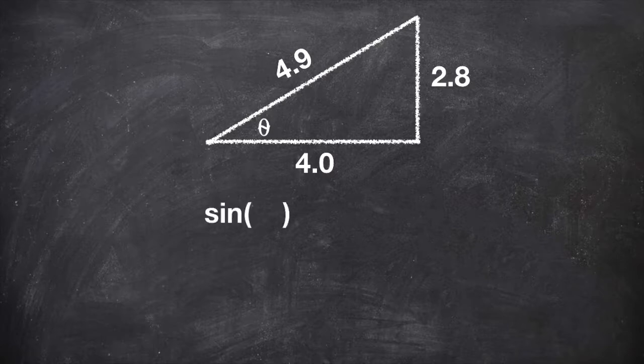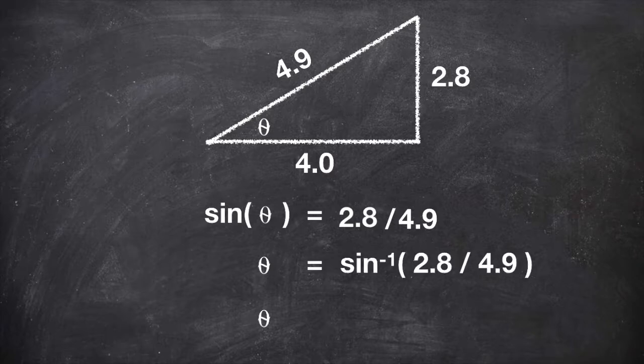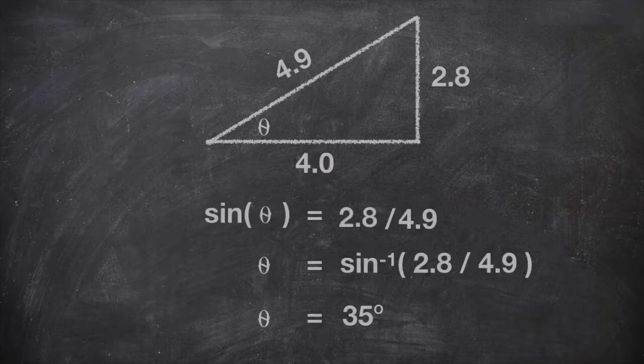If we were using sine, we would set up the formula as sine of theta equals the opposite side over the hypotenuse side. Using our triangle, this would be sine of theta equals 2.8 over 4.9. To solve for theta, we can use the function inverse sine. That makes our equation theta equals inverse sine of 2.8 over 4.9. When we plug this into our calculator in degree mode, we get the angle equals 35 degrees.